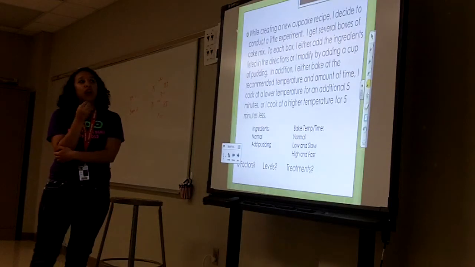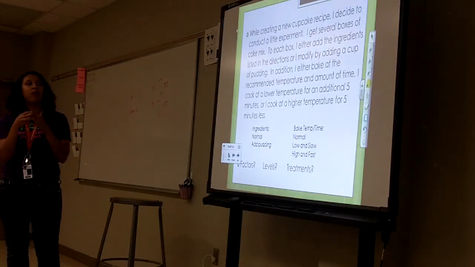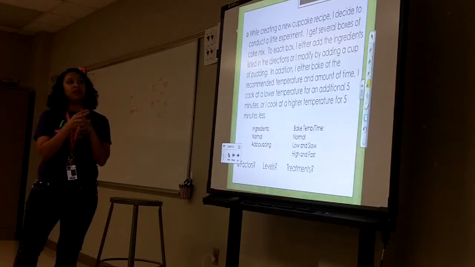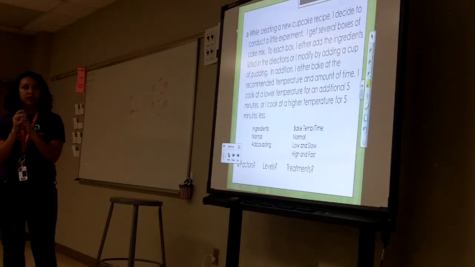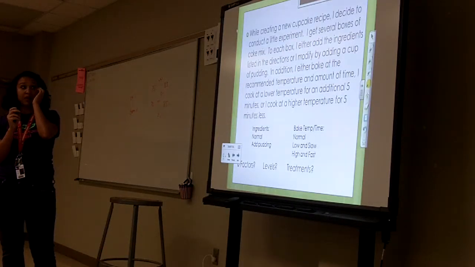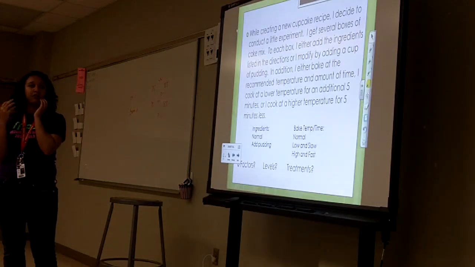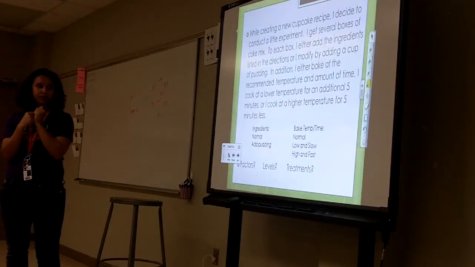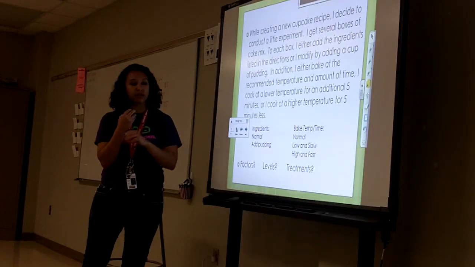While creating a new cupcake recipe, I decide to conduct a little experiment. I get several boxes of cake mix. To each box, I either add the ingredients listed in the directions or I modify by adding a cup of pudding. In addition, I either bake at the recommended temperature and amount of time, I cook at a lower temperature for an additional 5 minutes, or I cook at a higher temperature for 5 minutes less. What are my factors, my levels, and my treatments?